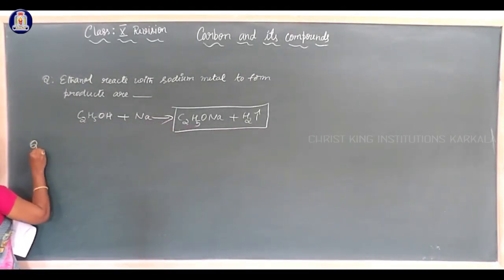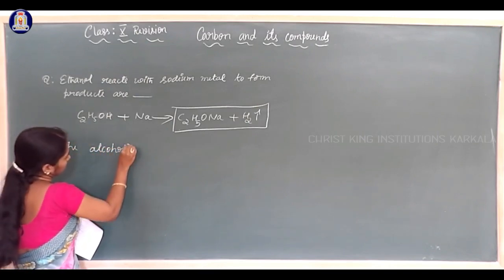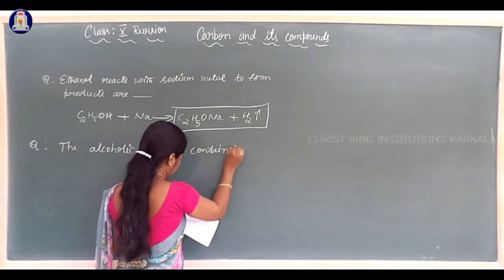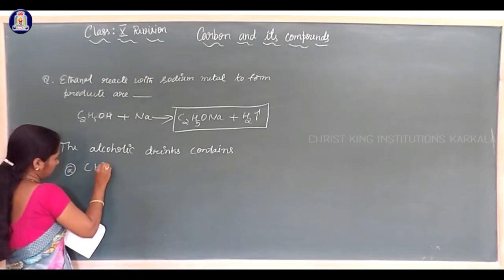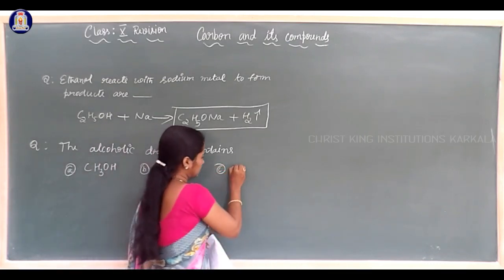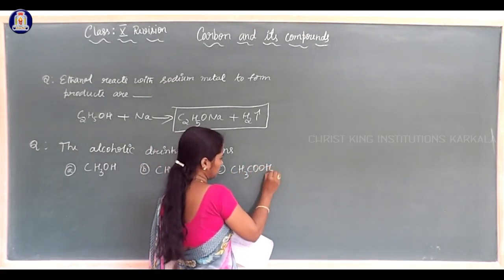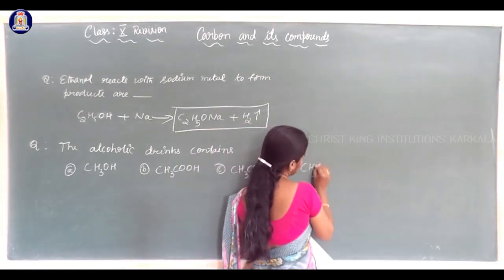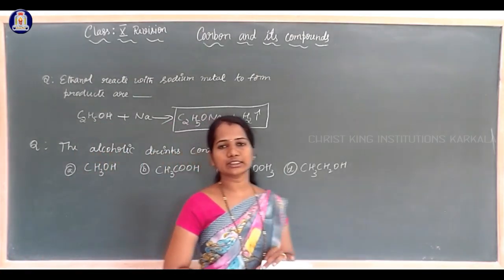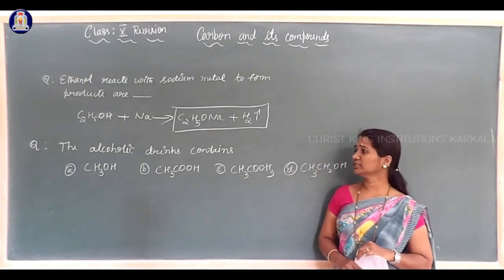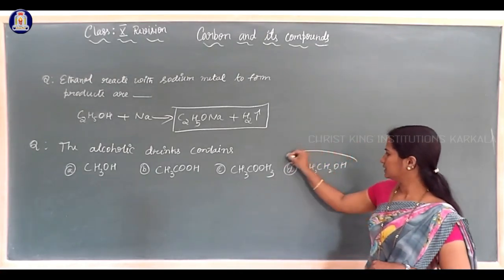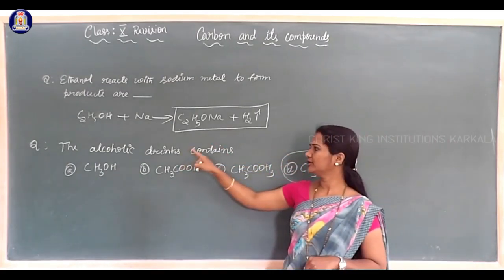One more question. The alcoholic drinks contain which compound? Option A, CH3OH; B, CH3COOH; C, CH3COOH3; D, CH3CH2OH. So what do alcoholic drinks contain? Most alcoholic drinks contain ethanol as the ingredient. Which is the ethanol formula here from the given options? Ethanol's formula is C2H5OH. It can also be written as CH3CH2OH. So alcoholic drinks contain CH3CH2OH.